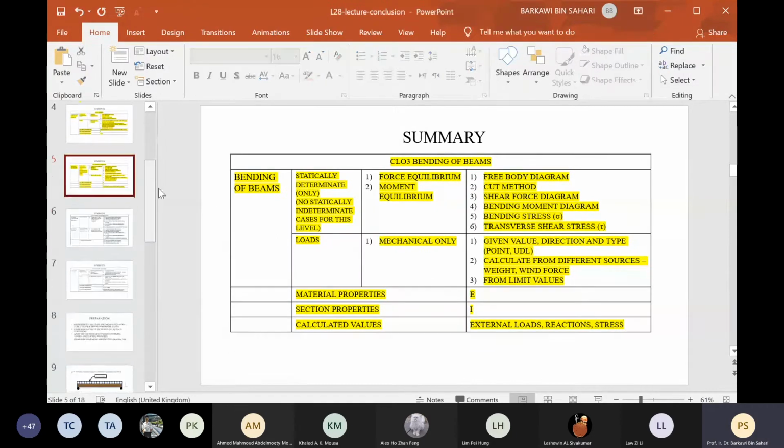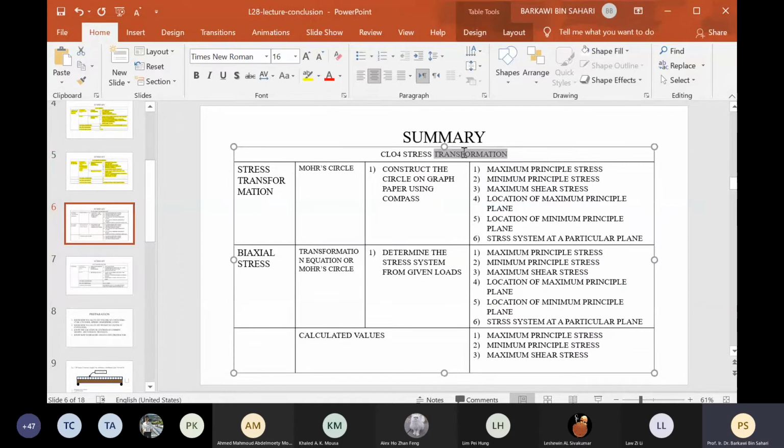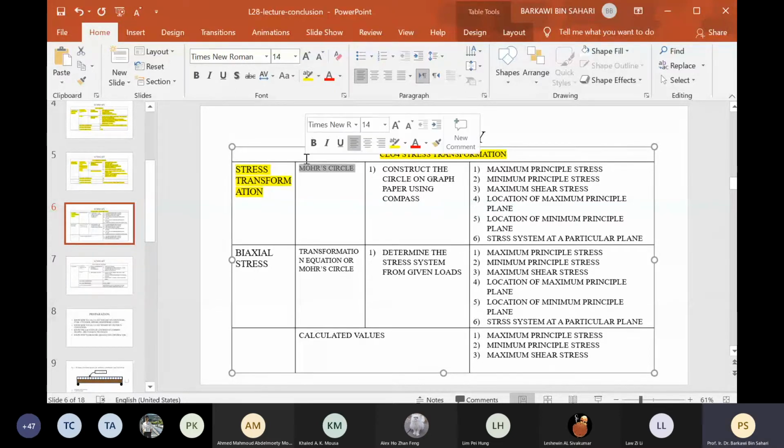The next one is CLO4. In CLO4, there are two main things that we are looking for. One is stress transformation. They are all stress transformation. Stress transformation via Mohr circle, and you are expected to know how to construct the Mohr circle.